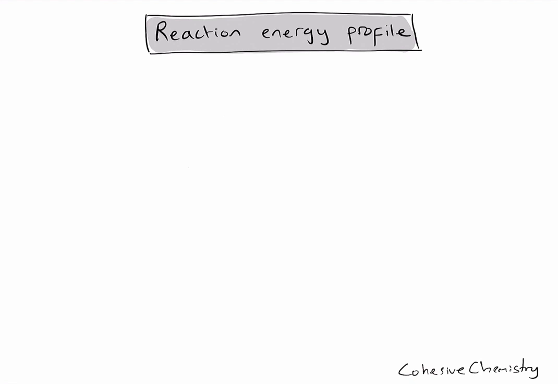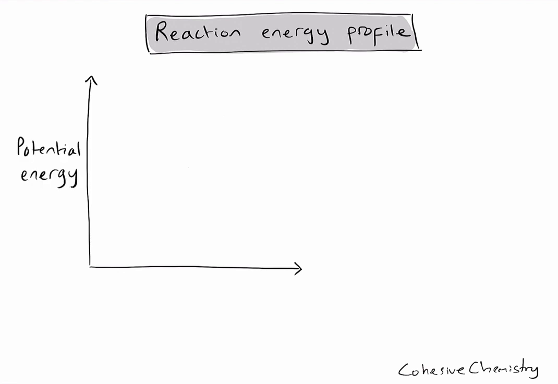So what do we see in a reaction energy profile? Well, we have a graph with two axes. On the y-axis is potential energy, and on the x-axis is reaction progress. And you can think of reaction progress like a very short time scale. The first feature we see on a reaction energy profile is the total potential energy of my reactants, which is the start point for the chemical reaction.